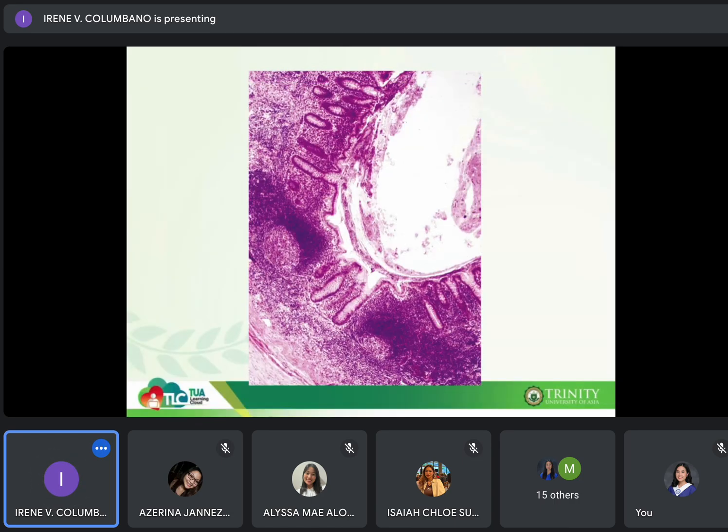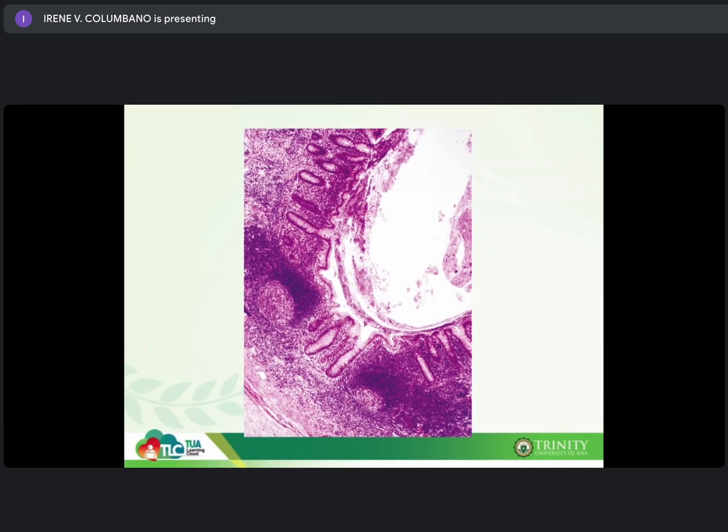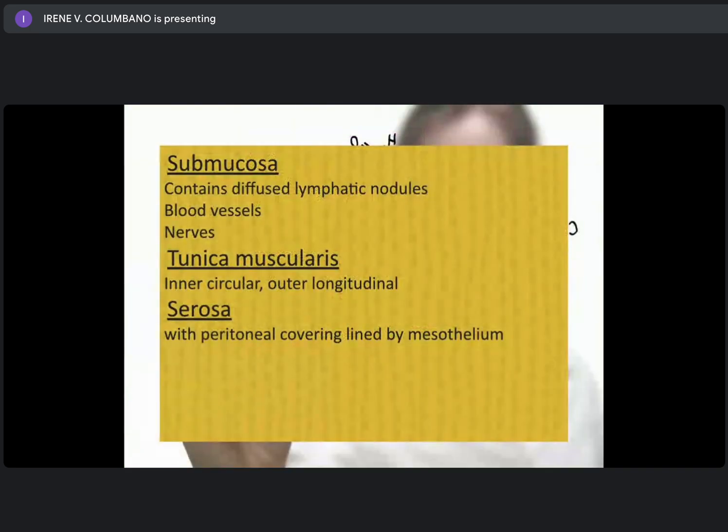Yeah. So this is the histologic features of the appendix, with the simple columnar epithelium with goblet cells. Sa mucosa, it contains lymphatic nodules, blood vessels, and nerves. Kaya nga masakit pag inflame siya, meron siyang innervation. Tunica muscularis, inner circular and outer longitudinal pa rin. Serosa, it is covered with peritoneum, mesothelium.